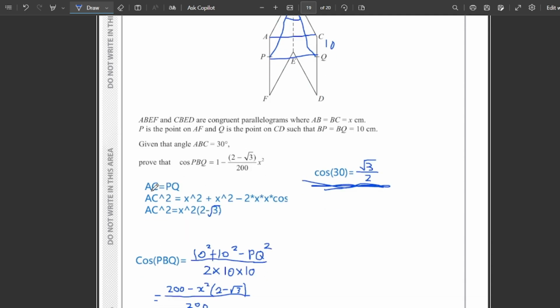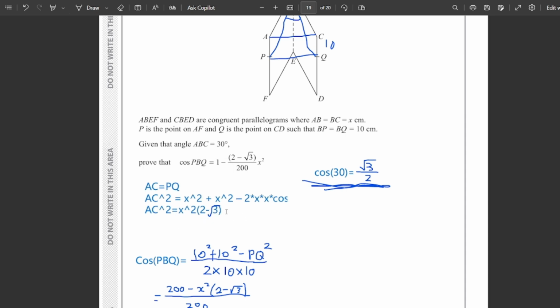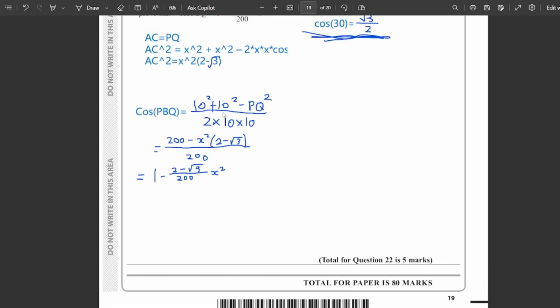So for the first thing, you just do cosine rule with AC squared equals x squared plus x squared minus 2 times x times x times cos 30. And then AC squared equals x squared (2 minus root 3), where you just put cos 30 in there and simplify. And then you need to rearrange the cosine rule to get it in terms of angle and do it again with PQ.